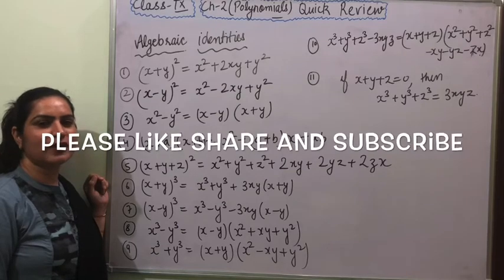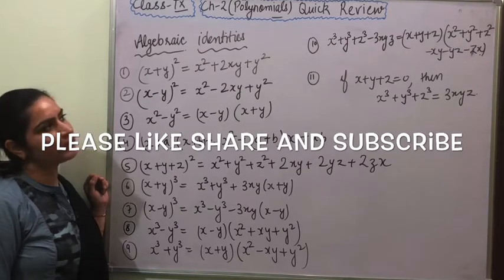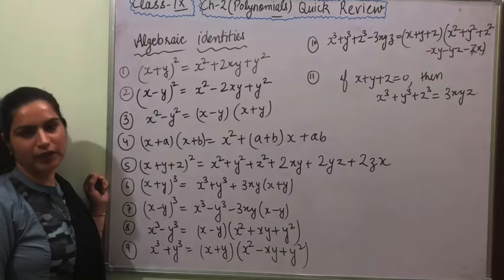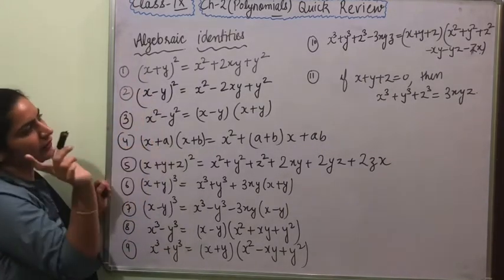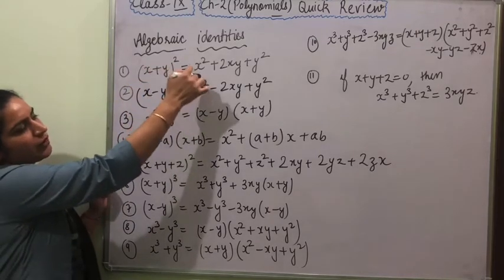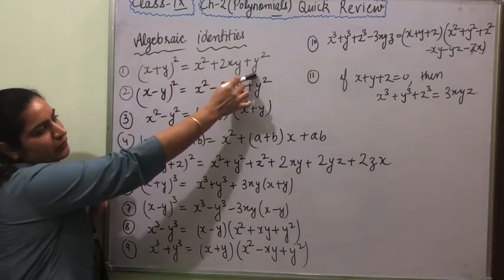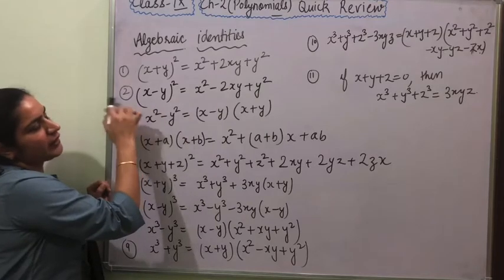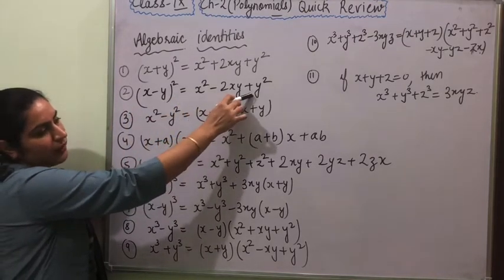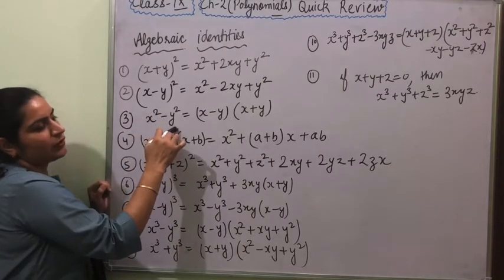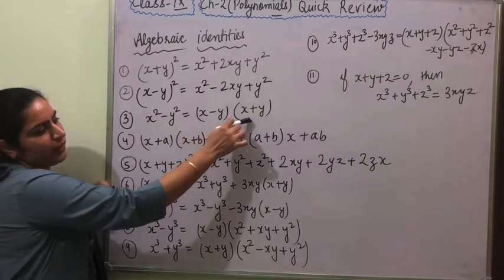Okay, now we'll start algebraic identities. The last exercise, 2.5, is based on identities. These four identities were already studied in 8th standard. (x + y) whole square is equal to x square plus 2xy plus y square. Second identity, (x − y) whole square is equal to x square minus 2xy plus y square. x square minus y square is equal to (x − y) into (x + y).